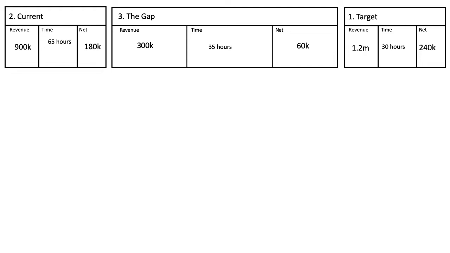So simply take the target revenue figure and minus the current revenue figure, and in my example, that's 1.2 million less 900k, and we come up with 300k. Time difference is 65 hours less 30 hours, so that's 35 hours. And a net income change from 180 to 240. Now, that is quite significant. Most people work 35 to 40 hours a week to earn a net income of 60K. And that's the difference that, in this example, we're looking to try to achieve.